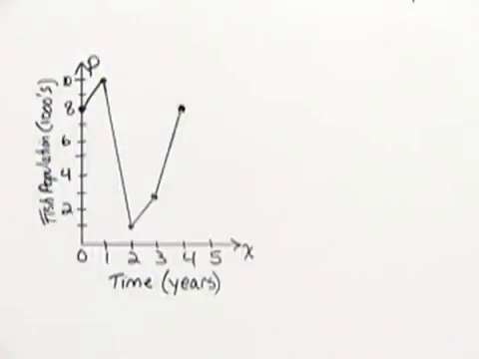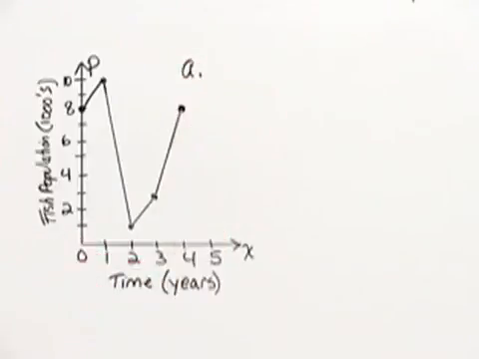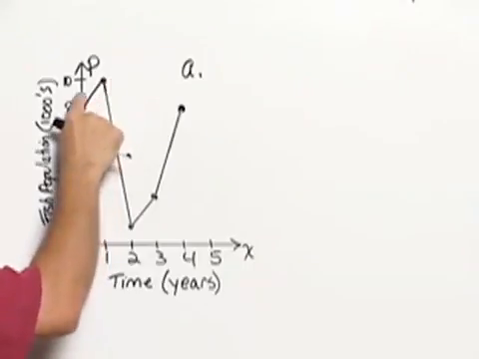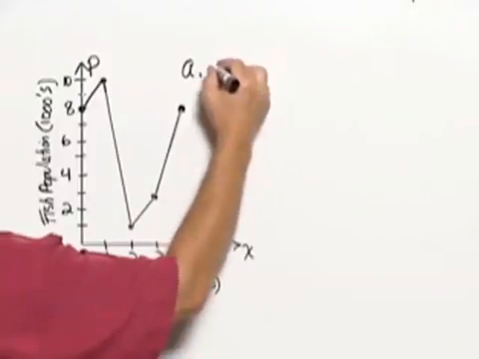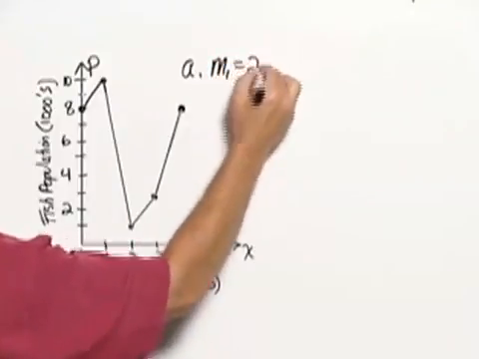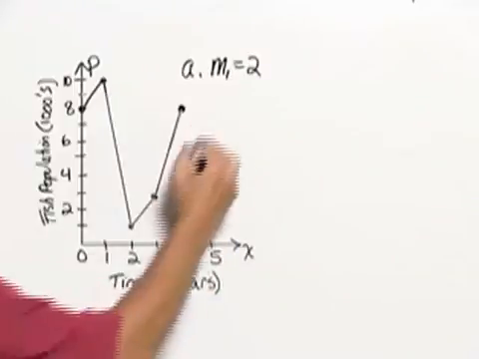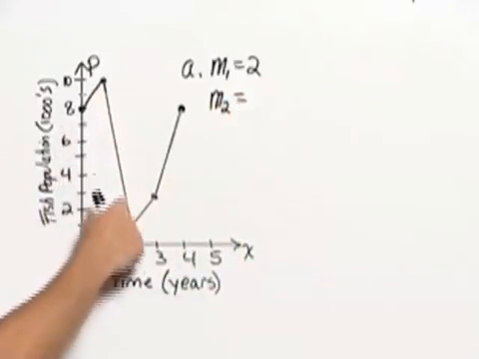So on the board, we've recreated the graph, and now for part A, we were to determine the slopes of each segment. So for this line segment, it's an increase of 2 in a time period of 1, so the slope of what we'll call segment 1 is equal to 2. The slope of segment 2 is this line here.